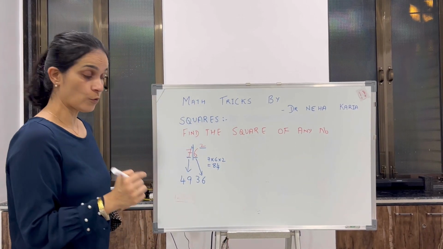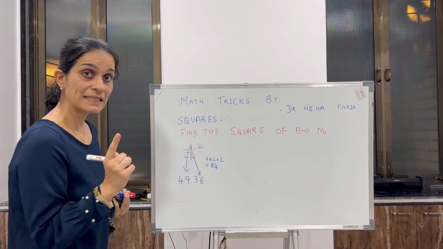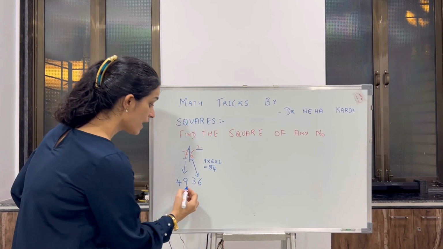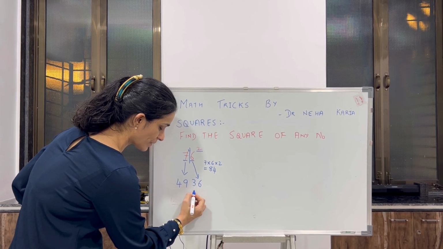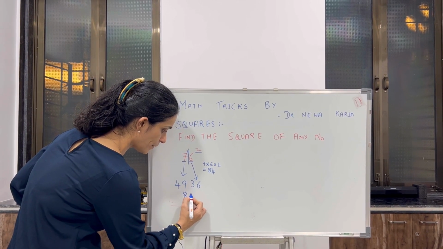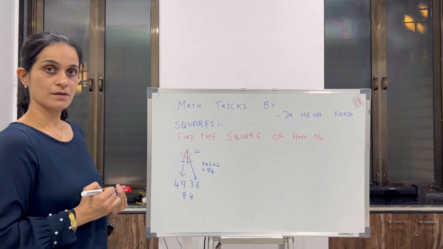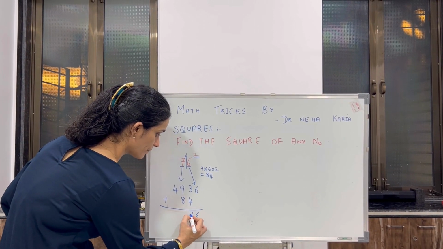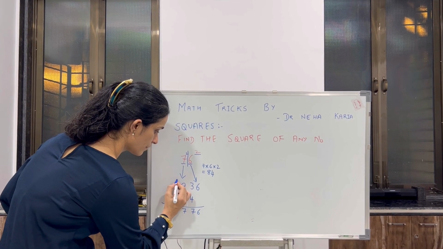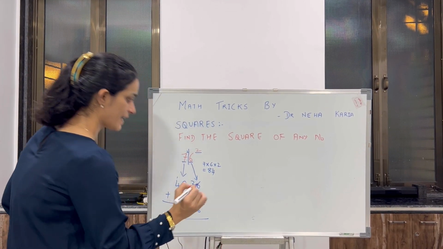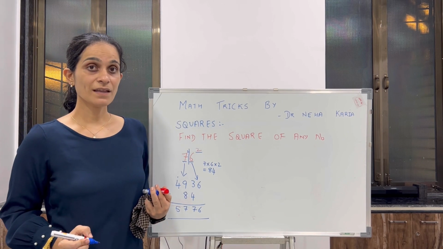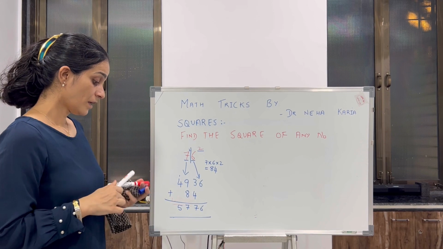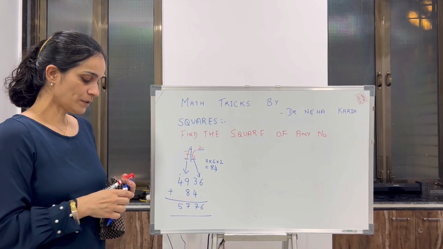Now this 84 I have to add, but always remember you don't add it in the units place. You add from the tens place. So you start writing the number. Alright. And now when I add this, what do I get? 5776. Okay. Please do try this trick. It's an absolutely useful trick. Let's take one more two-digit number.